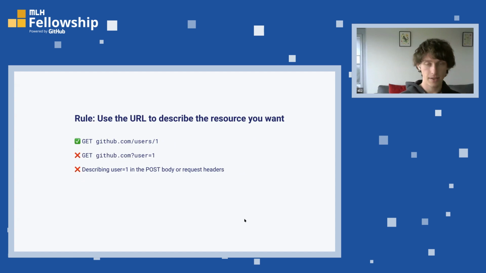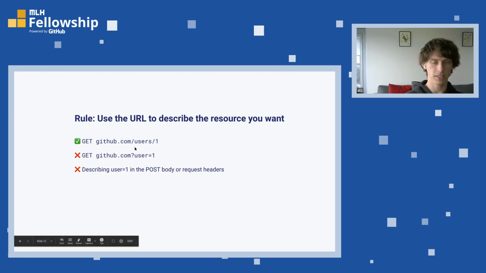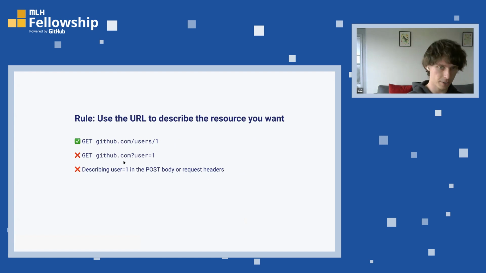So in a REST API or in a RESTful service, we use the URL to describe the resource we want. That's one of the rules. So the top one, where we use /user/1, that's good because we're using the URL to refer to the thing that we want. Using the query parameters is bad. That's not RESTful. And describing the user in the post body or the request headers, that's bad. That's not RESTful. I mean, you don't have to do REST, but if you're trying to be RESTful, this is bad.